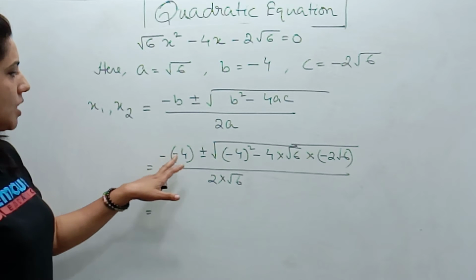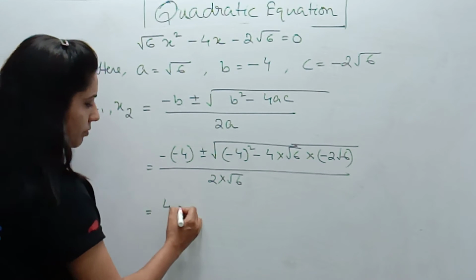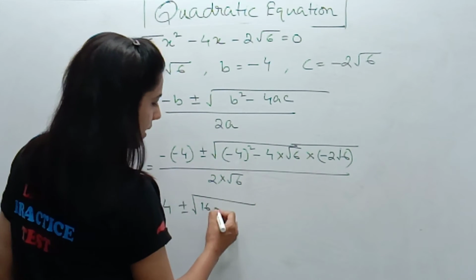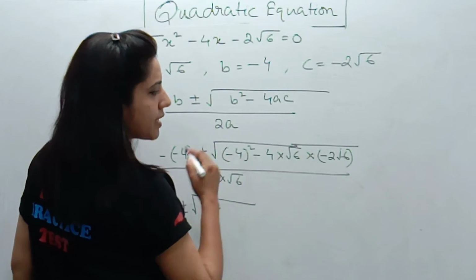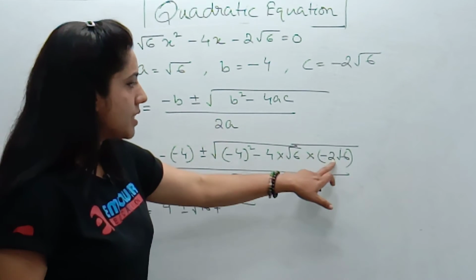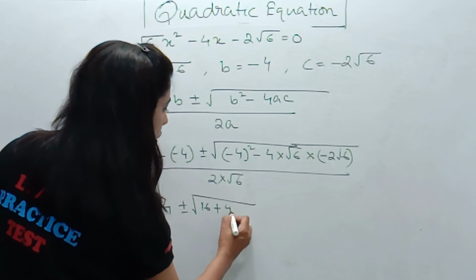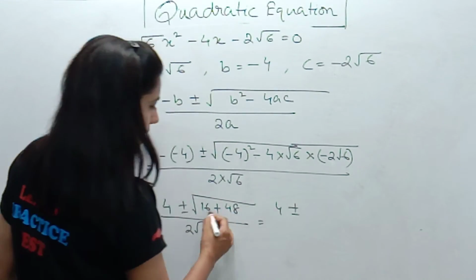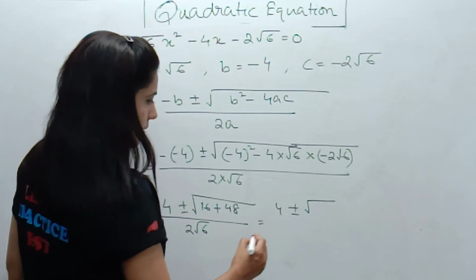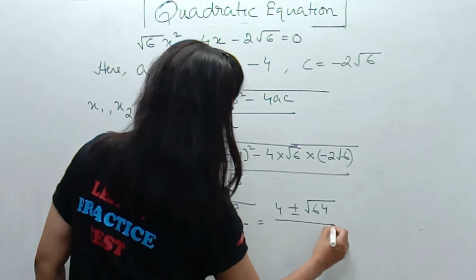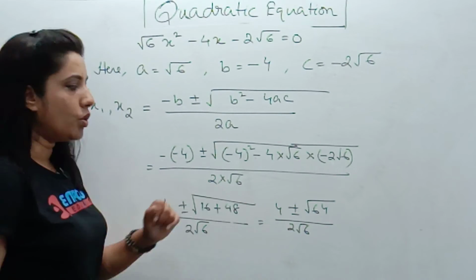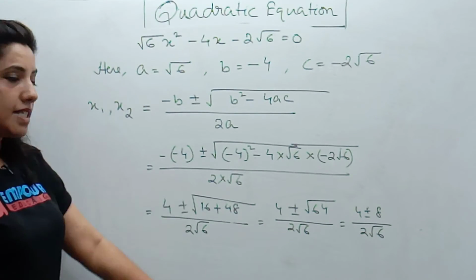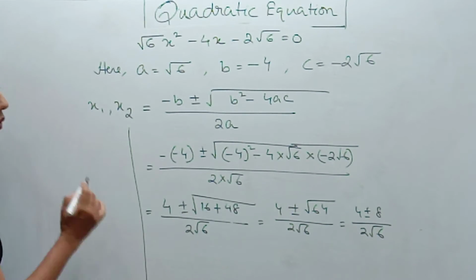Now let us solve. Minus of minus 4 will give you 4, plus minus root of 4 square, that's 16, minus into minus will give you plus, 6 into 6, root 6 into root 6 is 6, 6 into 2, 12, 12 into 4, that is 48, divided by 2 root 6. So we are getting 4 plus minus root of 16 plus 48, which will give you 64, divided by 2 root 6. Now root 64 means it is 8, divided by 2 root 6.